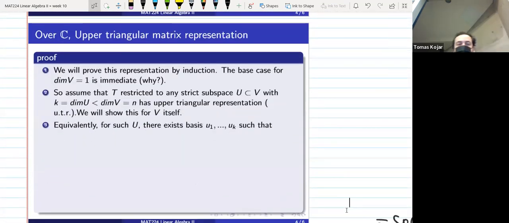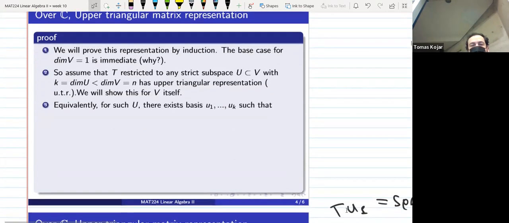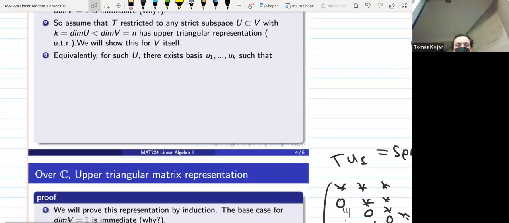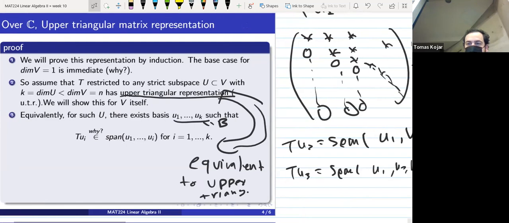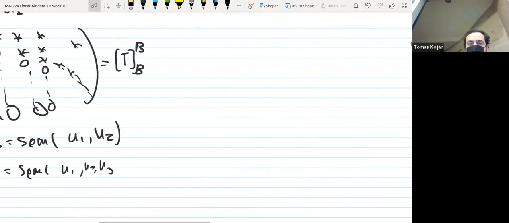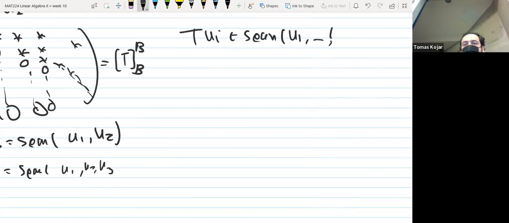An easy condition for upper triangular is the following. It means that there's a basis for U so that you have the following condition. So let me remind you what this means. Now let's do it again. Let's explain the condition: TU_i is in the span of U_1 to U_i for all i from 1 to k.